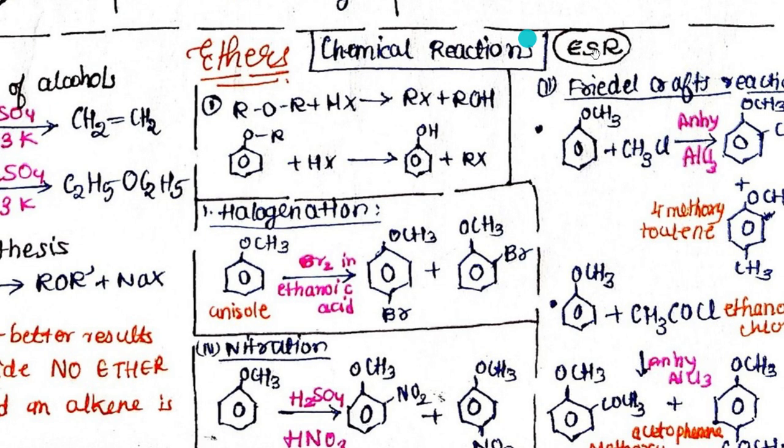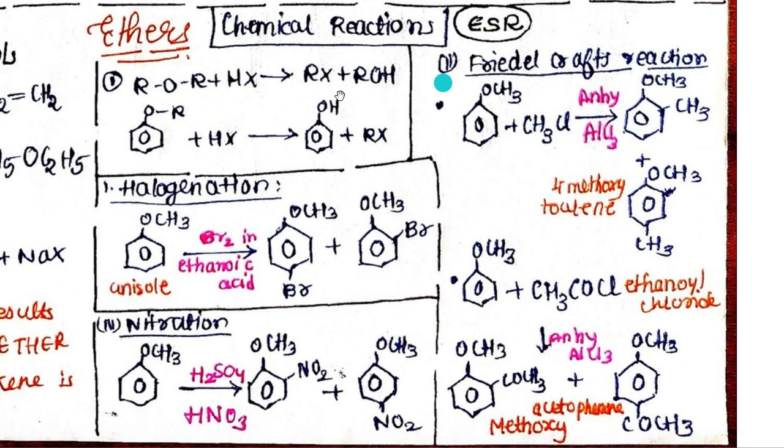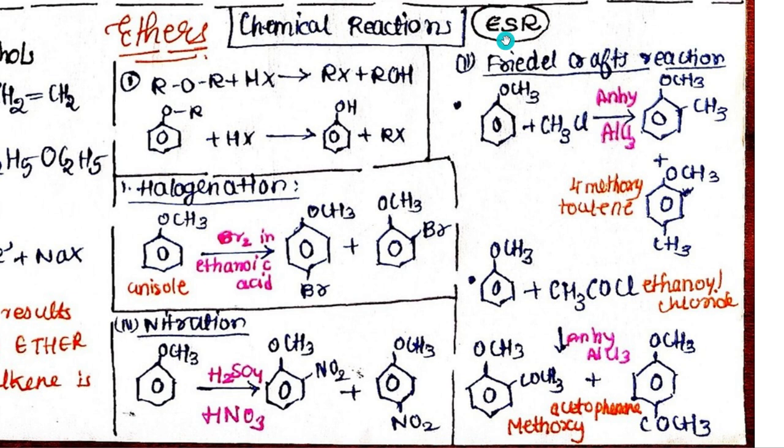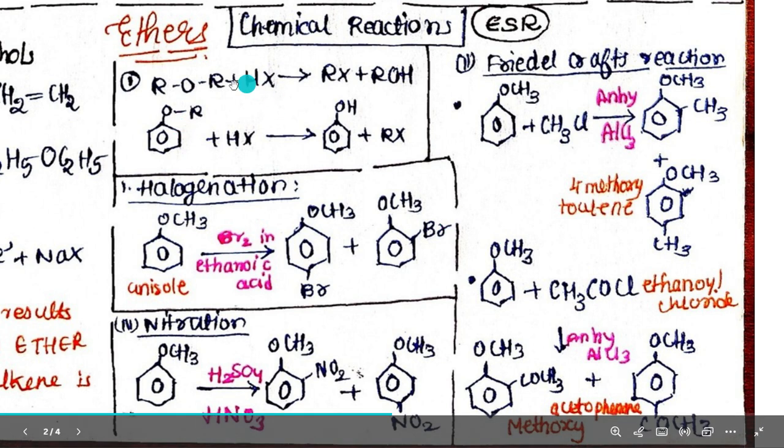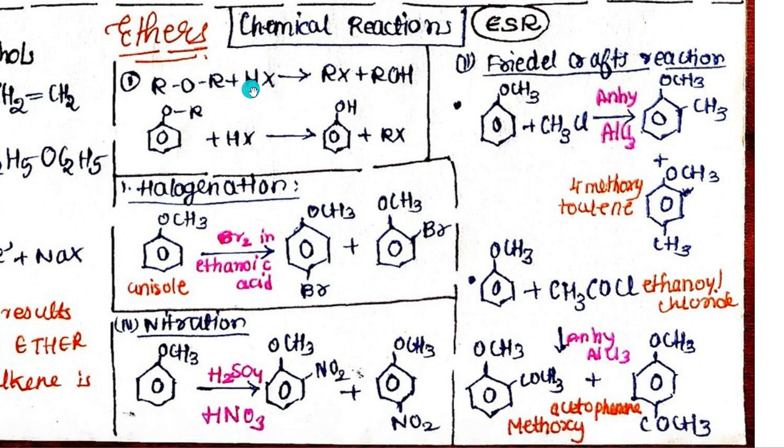Then we have chemical reactions of ethers. These are all electrophilic substitution reactions. The first one is ROR plus HX, reaction with halogen acid, which gives us RX plus ROH. Similarly, if I take an aryl group or a benzene ring in this same reaction, I will get phenol plus RX.